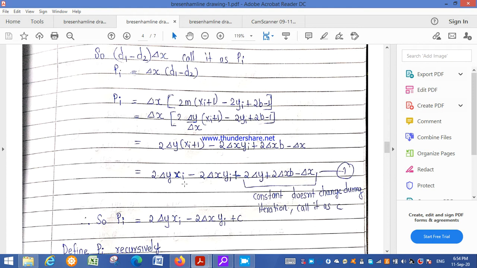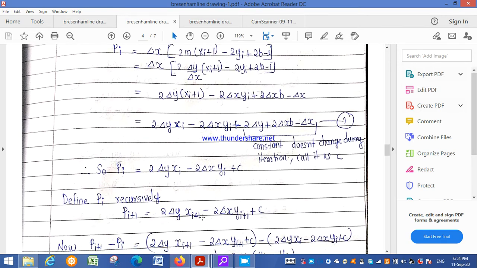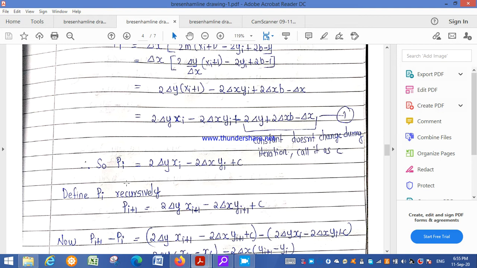These are actually changing on each iteration of the loop when we are plotting pixel by pixel corresponding to that line. So this is the constant term. We can call it the C term because there are no yi or xi terms here. So it doesn't change during the iteration. We can call it a constant term. So we can again write this pi variable as pi is equal to 2 delta y xi minus 2 delta x yi plus c.